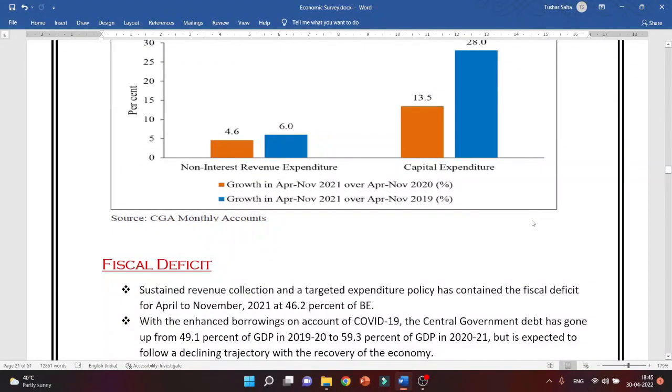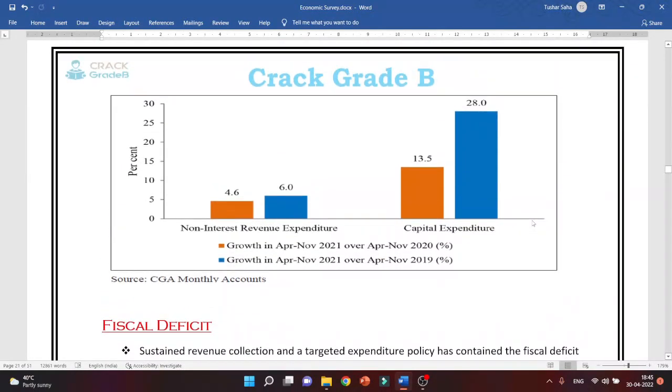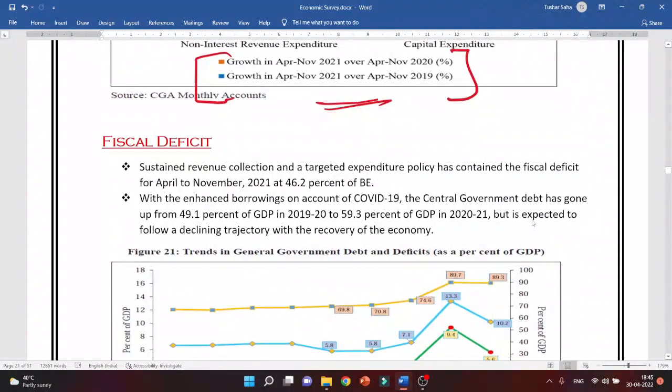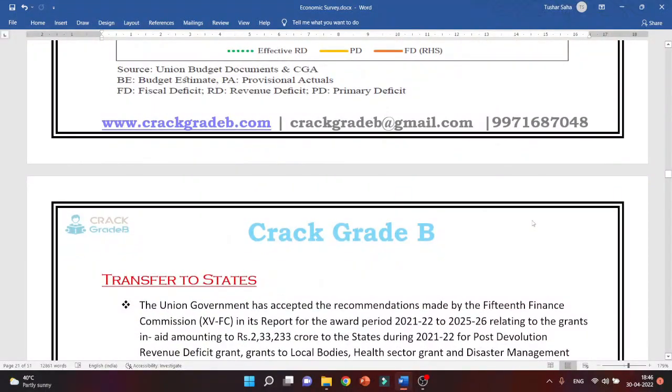Let's then move to the capital expenditure by the government. All this data is for the months of April to November, right? The assessment was done from April to November, so these are all half-yearly data, you can see. Fiscal deficit we have also seen above.